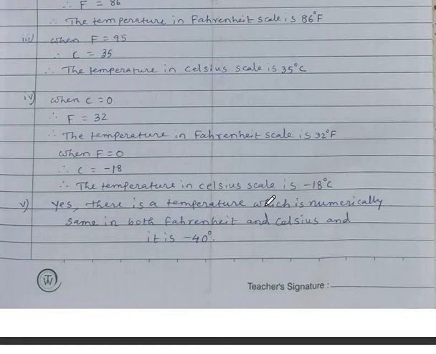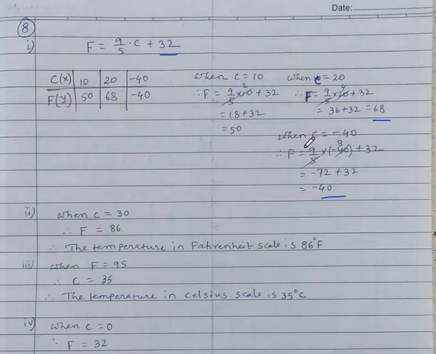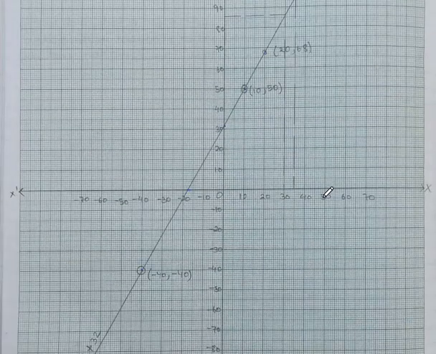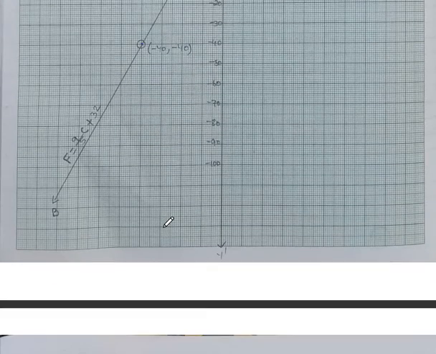And the last question they are asking: is there a temperature which is numerically the same in both Fahrenheit and Celsius scale? Answer is yes. There is a temperature which is numerically the same in both Fahrenheit and Celsius, and that is how much? Minus 40 degrees Celsius, Fahrenheit also. That's why here I have taken minus 40, minus 40. Even on the graph also, you can observe minus 40, minus 40. That means Celsius and Fahrenheit both are equal temperature. So minus 40 is that temperature which is numerically the same in Celsius and Fahrenheit. With this our question number 8 gets over.